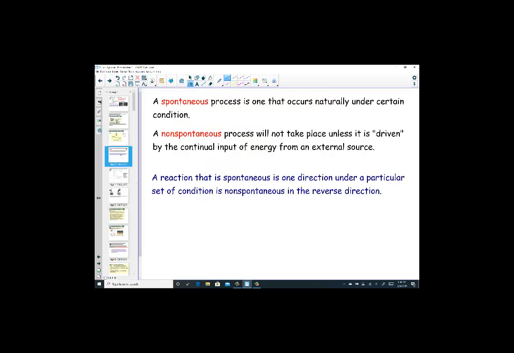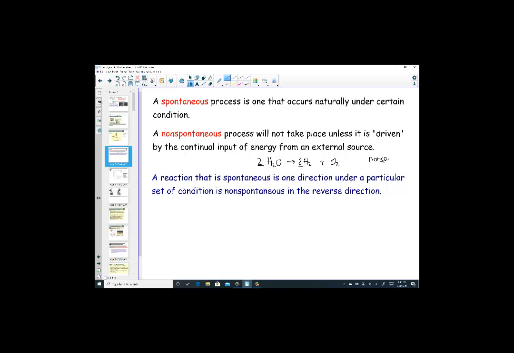So these reactions that are said to be spontaneous, we know that they occur naturally under a certain set of conditions, and a non-spontaneous reaction simply doesn't occur without some sort of external push. It must be driven. You can get water, for instance, to decompose into the elements of hydrogen and oxygen. This decomposition reaction is non-spontaneous.